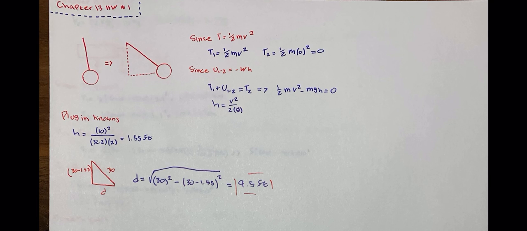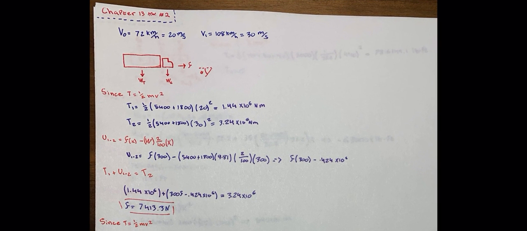we can plug in our knowns and solve for h, which is the height, and we get h is equal to v squared over 2 times gravity. If we plug in our knowns there, we get the height is 1.5 feet. And if we do some trig after that, we can find how far horizontally it's gone, which is 9.5 feet.